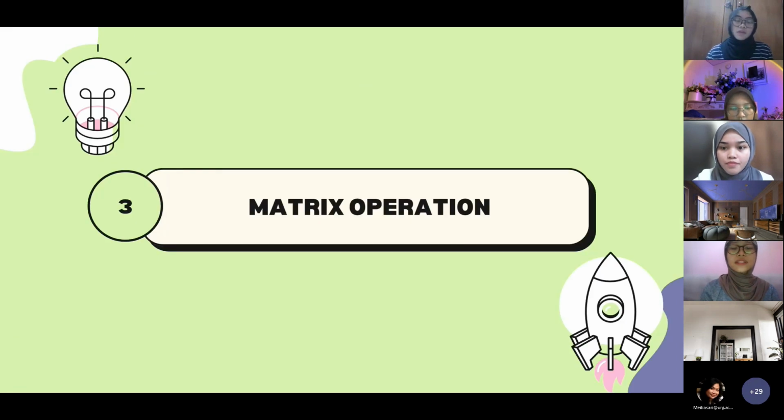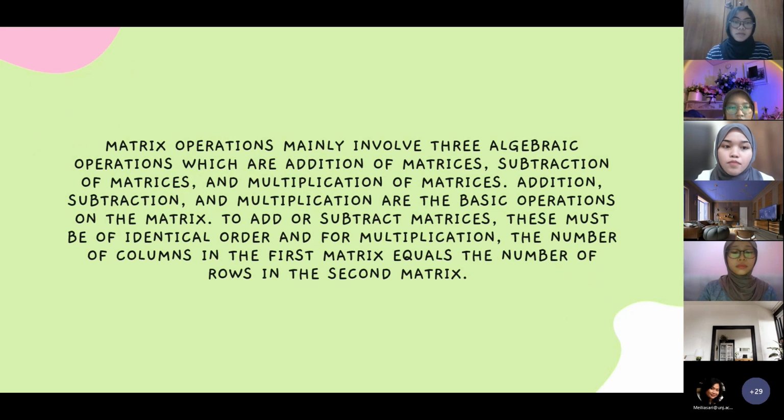Okay, the next topic is matrix operations. Matrix operations mainly involve three algebraic operations, which are addition of matrices, subtraction of matrices, and multiplication of matrices. Addition, subtraction, and multiplication are the basic operations on matrices. To add or subtract matrices, they must be of identical order, and for multiplication, the number of columns in the first matrix equals the number of rows in the second matrix.